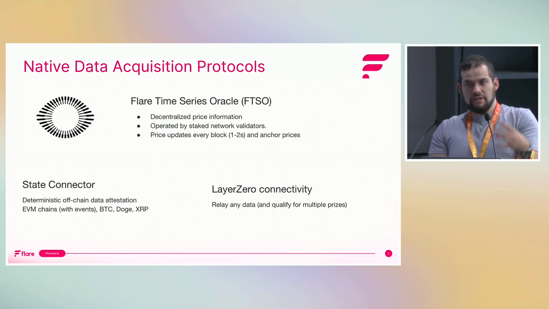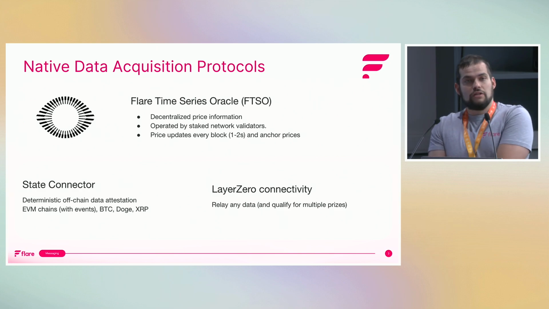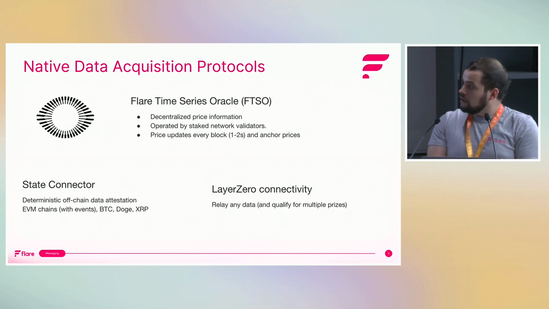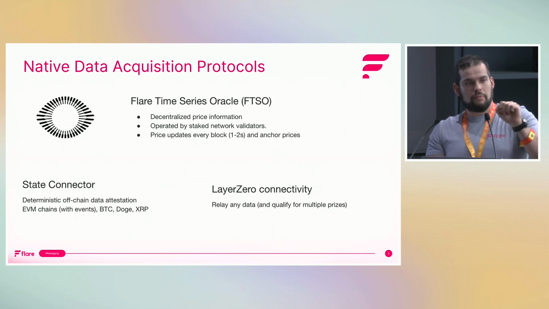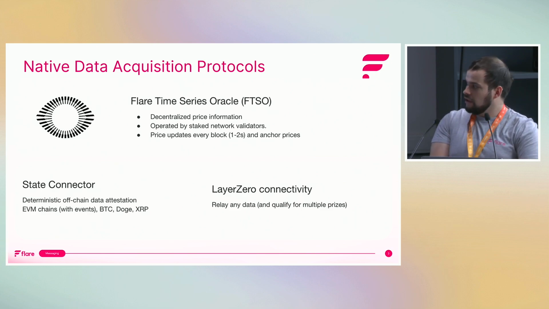For probabilistic data, we offer price updates every block. That means we have 19 different price feeds, currently only crypto, where you can get a price update every block. And those price updates are directly published on chain. You don't have to query them, you don't have to request them, you don't have to pay anything for them. You just read them from a contract, and we'll see how easy it is to do that in the following few minutes in the workshop.